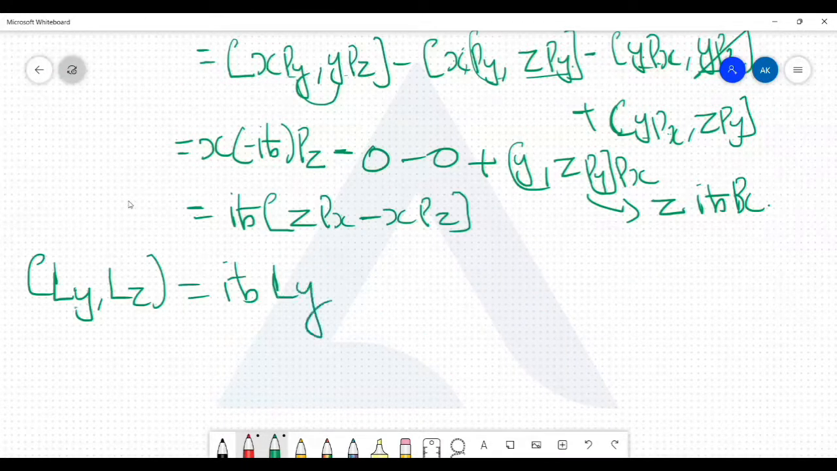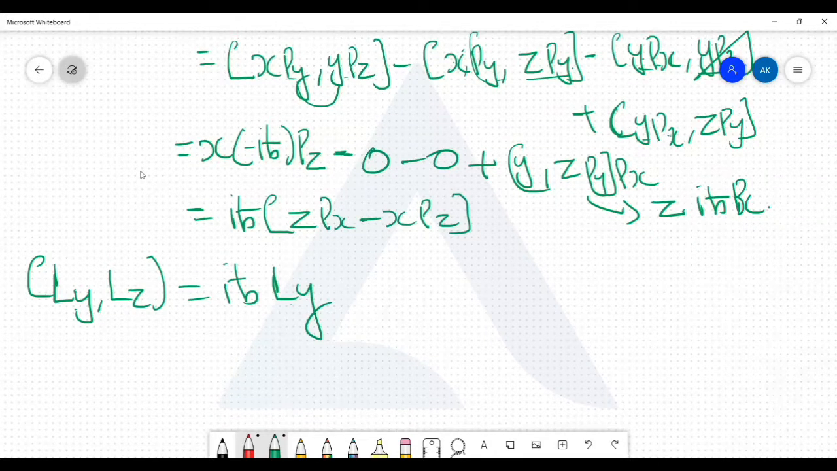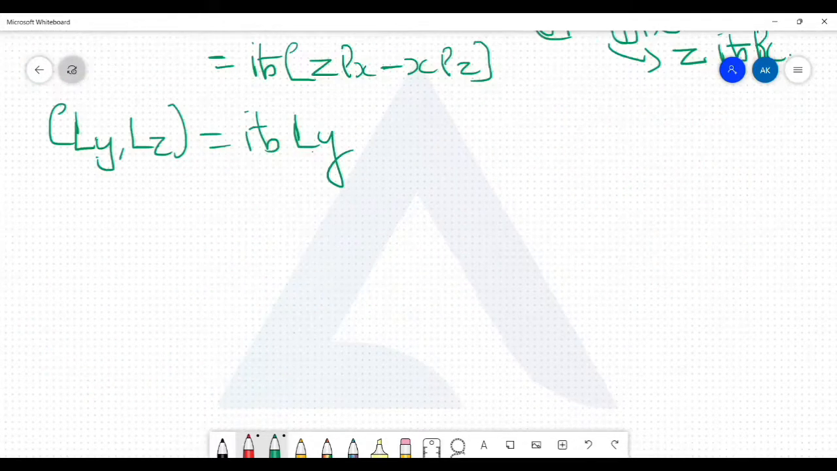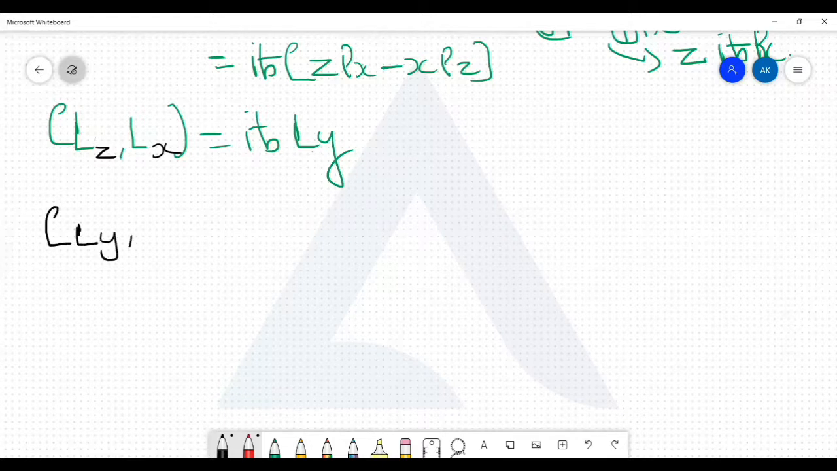You remember that order. Oh, I'm sorry. Now we have calculated Lz, Lx, right? It is i h cross Ly. Now, can you predict what would be Ly, Lz? That should be i h cross Lx. It should come. Let us check.